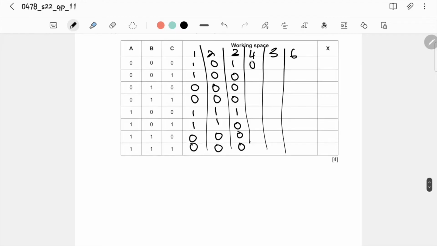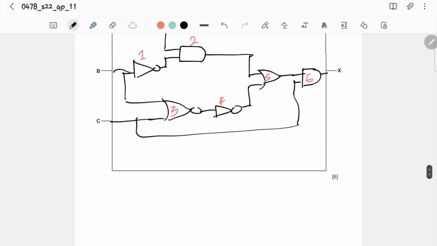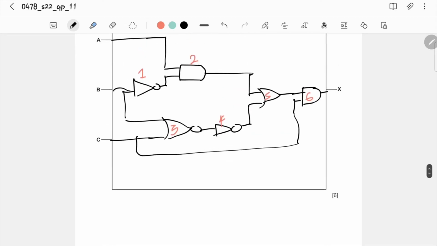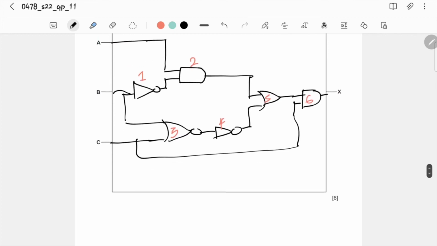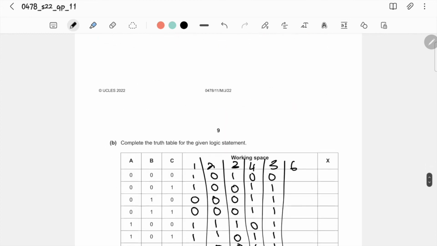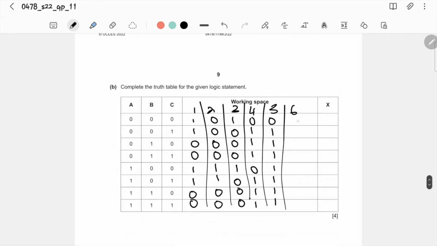4 is the opposite of 3. So that basically just cancels the effect of the NOR. And then it joins with 2 and 4 to form an OR gate. And then finally 6 is an AND gate with 5 and C. So 5 and C, AND gate. So 0, 1, 0, 1, 0, 1, 0, 1. So that's the answer.